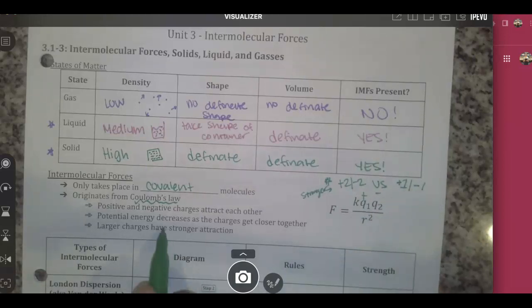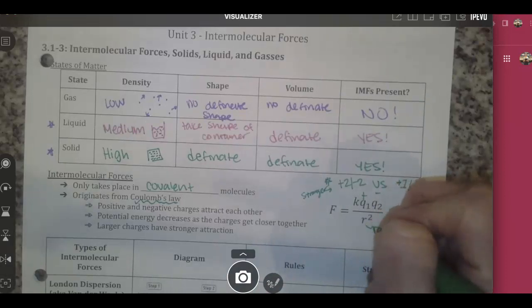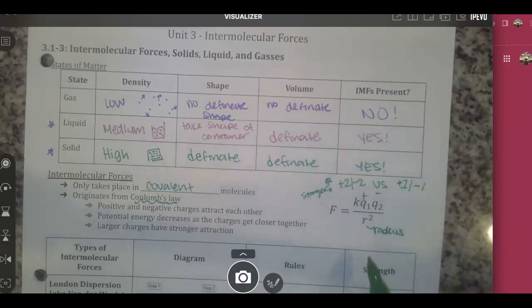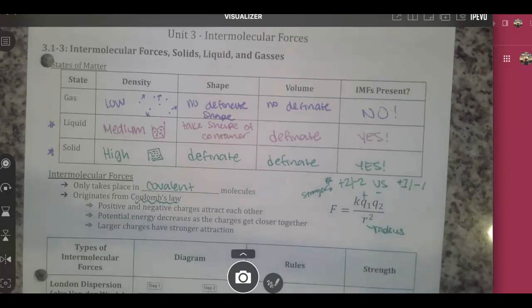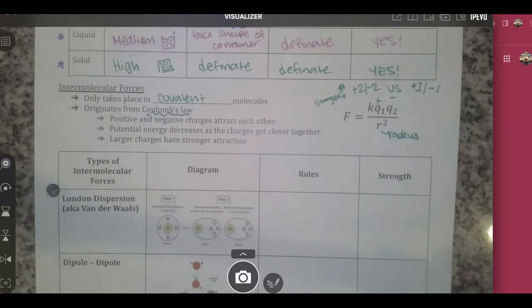And then the closer we get those molecules together, right, here's our radius. And if you're dividing by a number, the smaller number you divide by, the bigger number you're going to get. So the closer these molecules are together, the more attraction there is. So still Coulomb's law. No surprises there. That is causing these intermolecular forces.